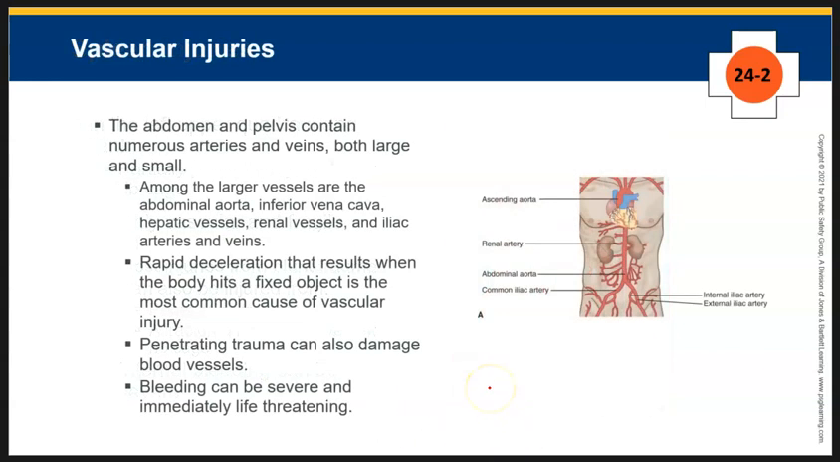Vascular injuries in the abdominal or pelvic cavity could be due to damage to the larger vessels there, including the abdominal aorta or the inferior vena cava. Rapid deceleration trauma could be the cause. Penetrating trauma, especially along the midline, is also a possibility leading to this type of vascular injury. In any case, bleeding could be severe and immediately life-threatening.